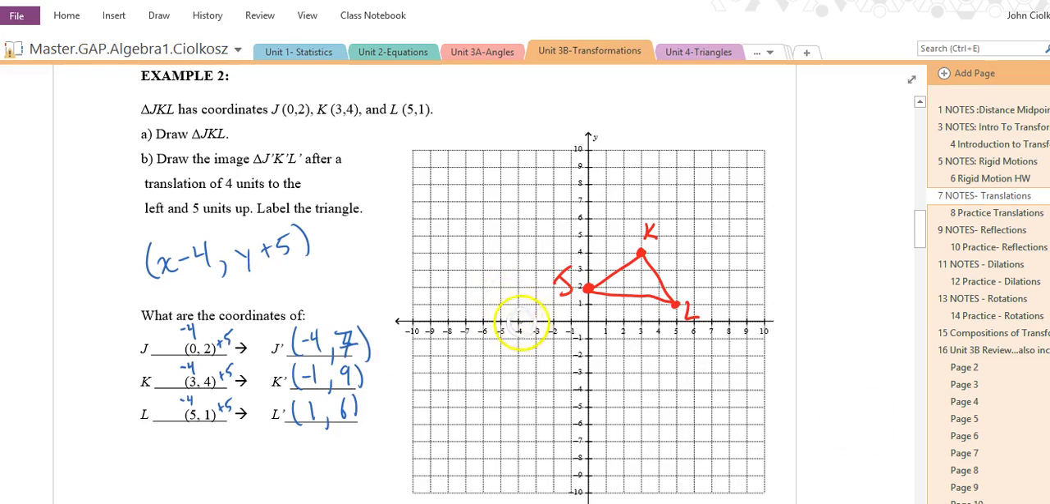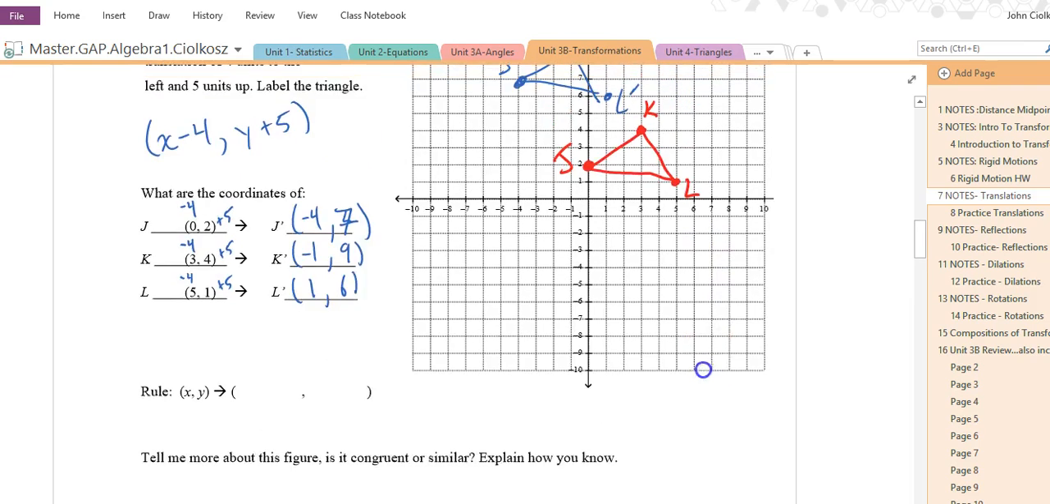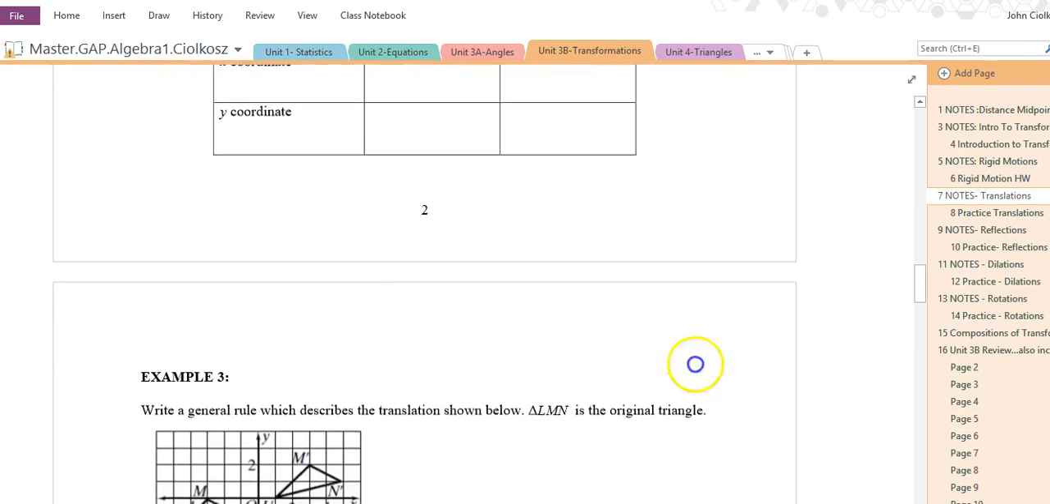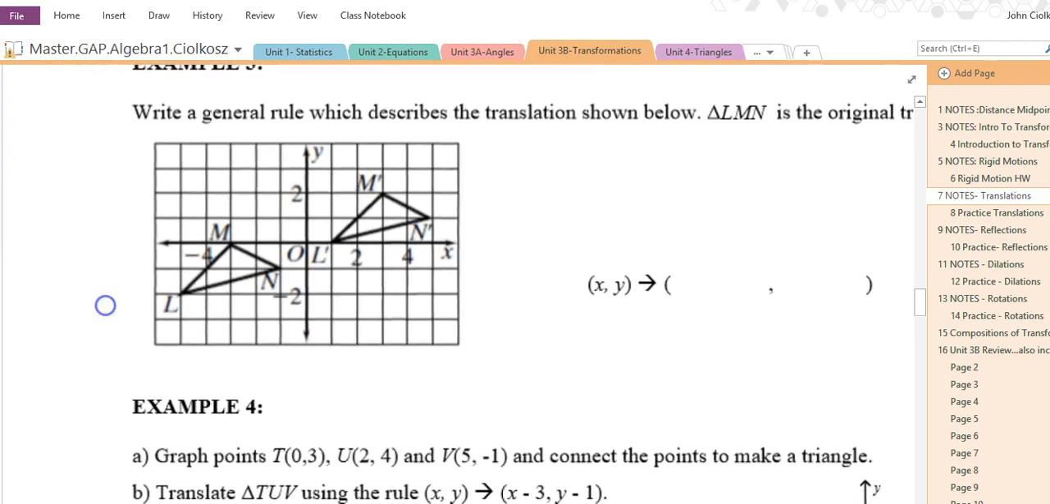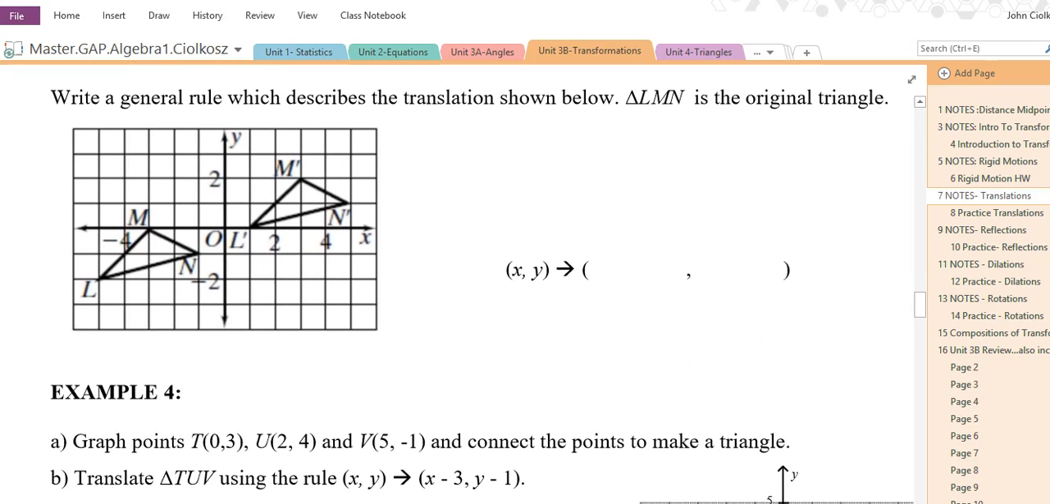So plotting our points. And we got our translation. And we wrote our rule already. Alright, here's working a little backwards. So, to get the rule, let's think about how we're moving. So let's look at one. Let's look at n and n prime.